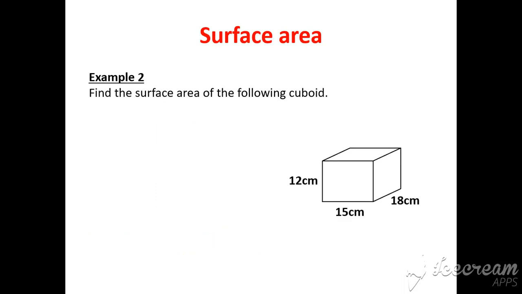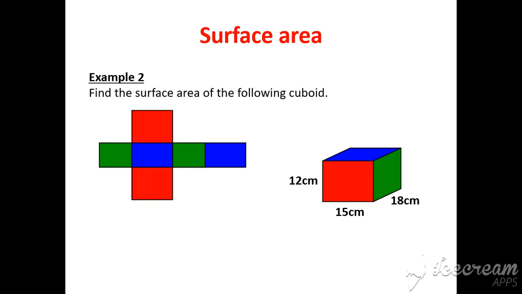All right, let's push on to our second example, which is the cuboid. We're going to find the surface area of this cuboid. Now, I'm going to colour in the sides to see if that helps you visualize what's going on. Right, we've got a front face, a top face, and a side face. When I unfold the cuboid, we end up with 2 red, 2 blue, and 2 green, because we've got a front and a back, a top and a bottom, and a left and a right side.